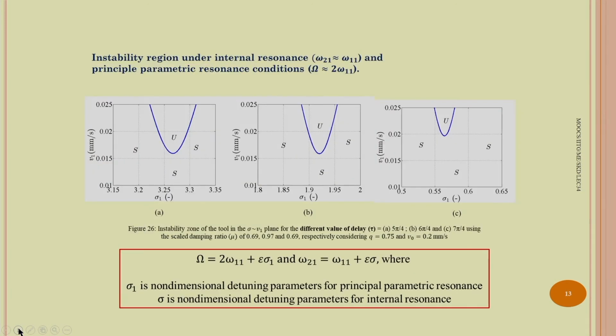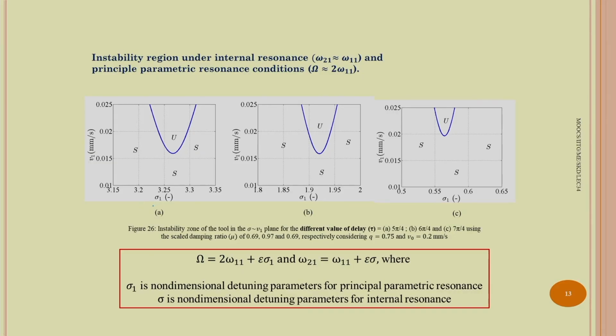Taking these parameters, from the Jacobian matrix one can find the stability just by finding the eigenvalues and checking them. So, for different values of V1, that is the feed rate, and sigma 1, the detuning parameter, you can get the stability region. The region outside this curve is stable, inside this is unstable, and outside it is stable.